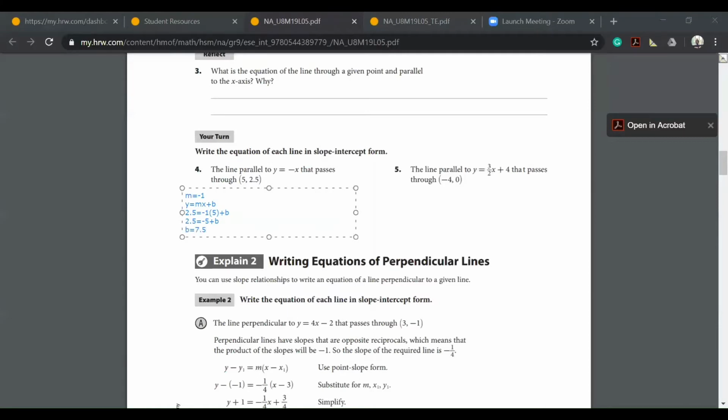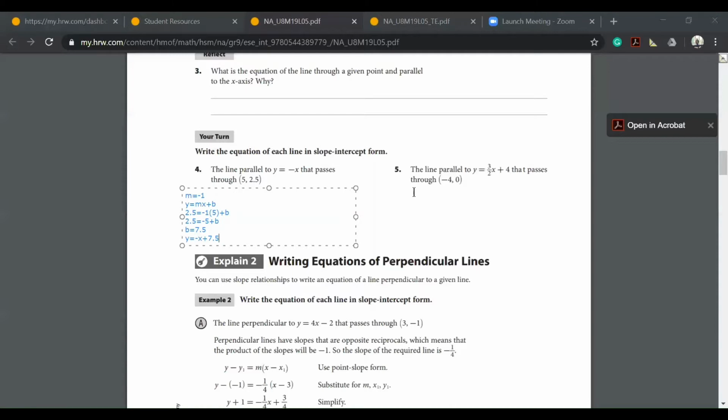You found m and you found b. Now you can write your equation. y will be m, which is negative 1. I can write negative x right away, or you can write negative 1x. It's okay. Plus 7.5, and you are done.